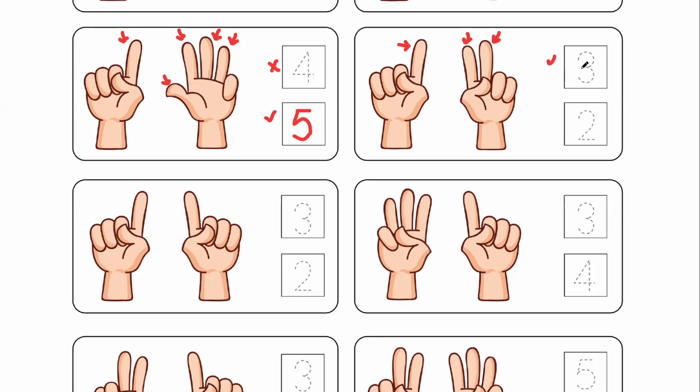So let's start tracing this number 3. We would start from this point and then we would move in the upward direction. Now curve down. Stop here for a second. Now start from this point again. Keep moving in the downward direction and now curve up slightly to complete the correct number, that is number 3.